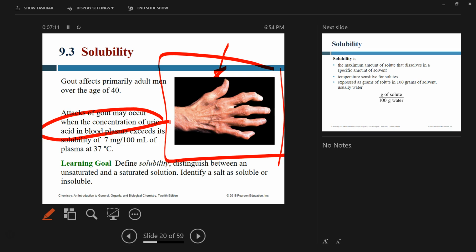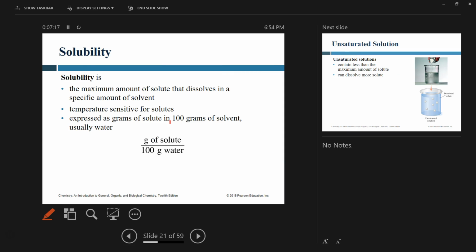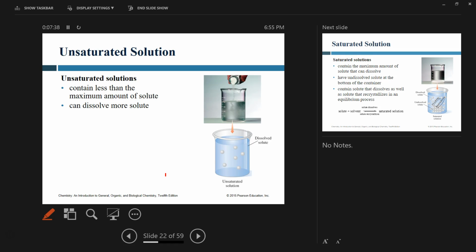This is why knowing the solubilities of the chemicals has a pretty good relevance to human physiology. Solubility is expressed in grams of solute per 100 grams of solvent, usually water. Okay? Now, the solutions in which the amount of solute is lower than the max are called unsaturated.